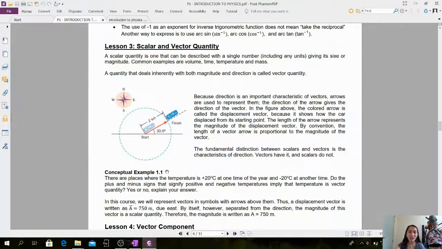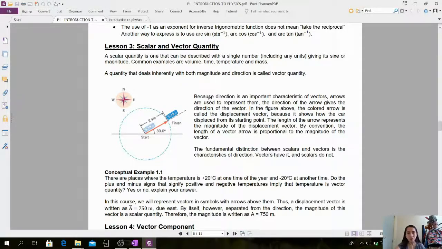Same for the time. For example, 3 seconds. That is only a magnitude. So, on the other hand, we have the vector quantity. So, vectors both have magnitude and direction.